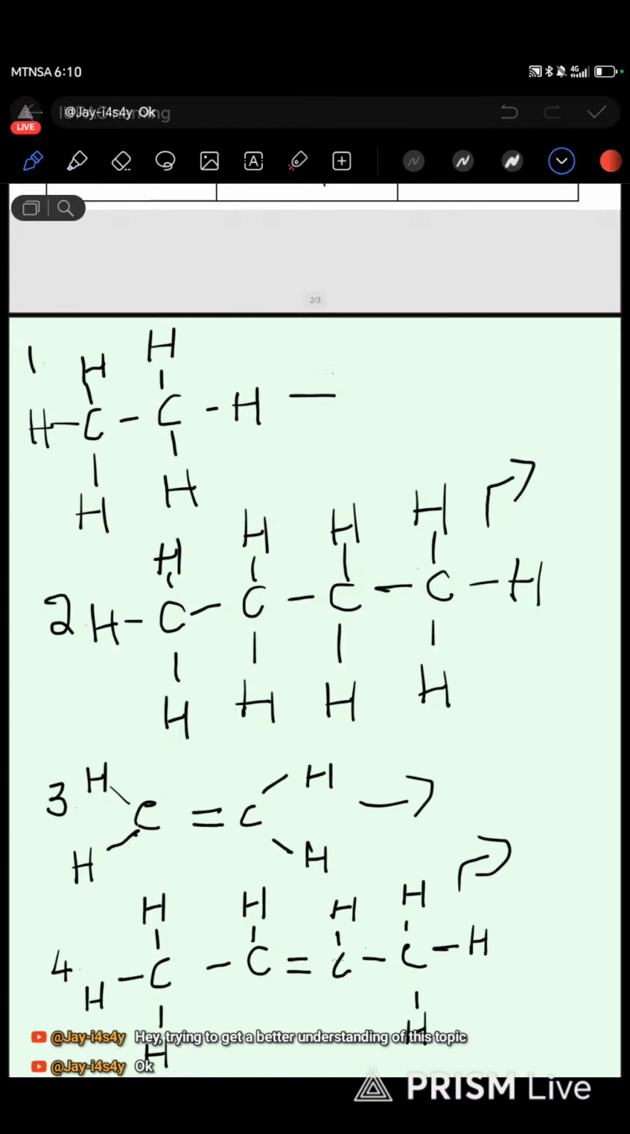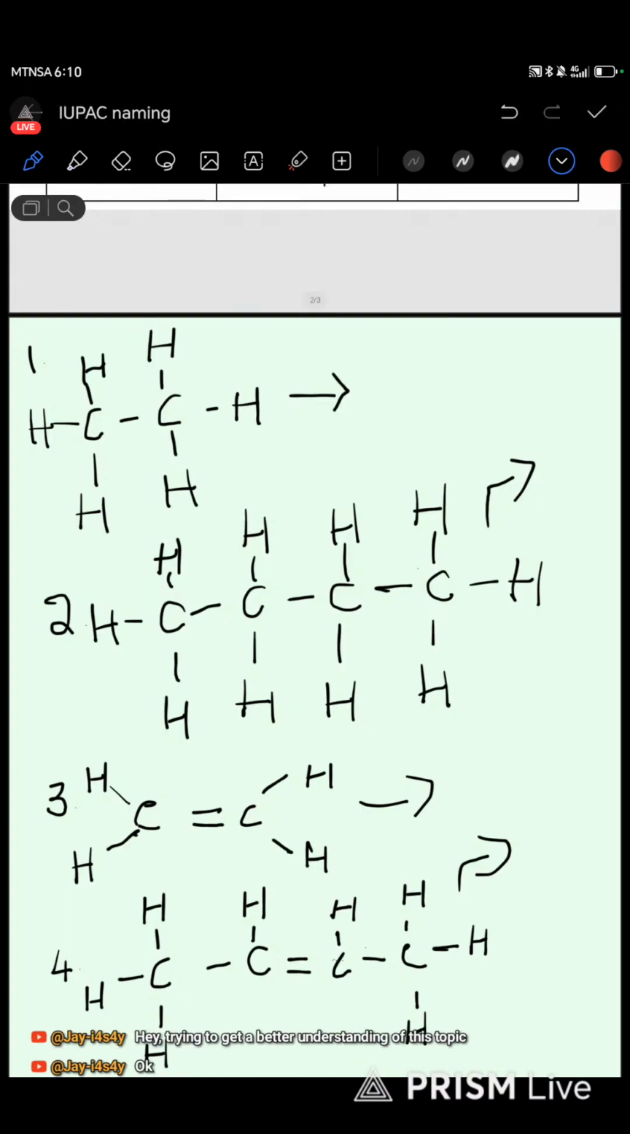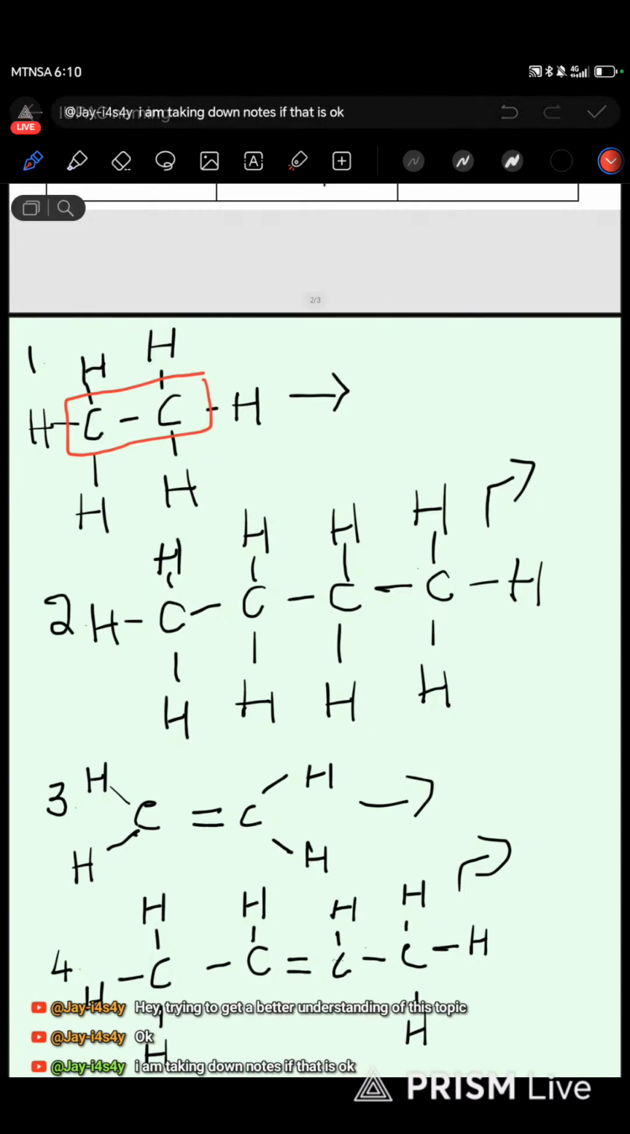So the first example that I have here is this. If I were asked to name this compound, the first one, I'm going to count the number of carbons. This is the longest chain because there are no branches. And I can see that there's two carbons. At this point, it doesn't matter which side I start counting from because I don't have any branches.